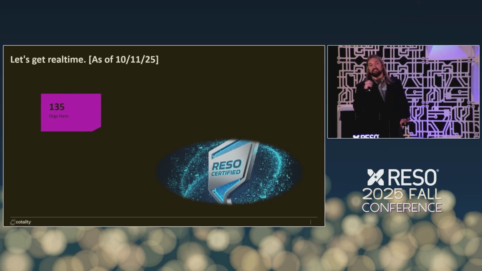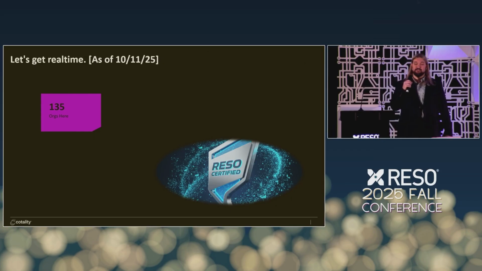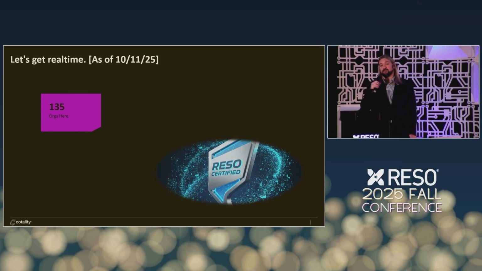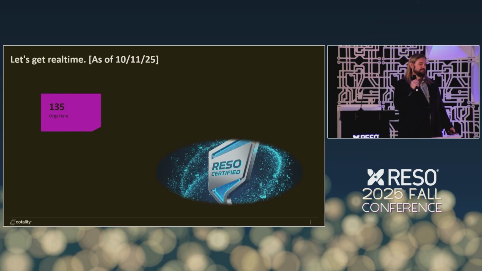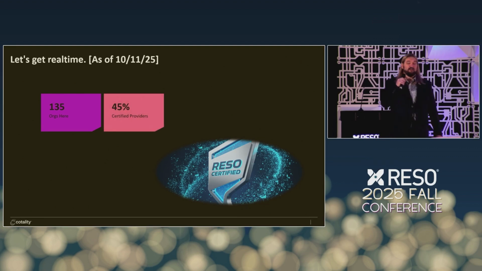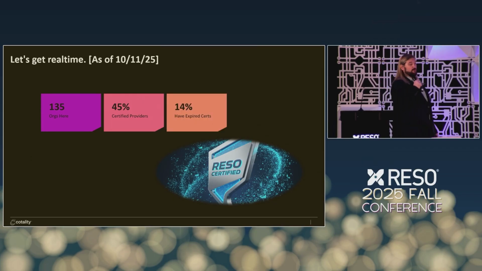Let's drill it down a little more real here. We've got about 135 orgs in the room. Again, this is coming from a vibe-coded app, so yeah, it's a little iffy, but we're thinking these numbers are close enough to spit at. Of the providers in the room, only about 45% are currently actively certified. Of the organizations, about 14% are flat-out expired certs.